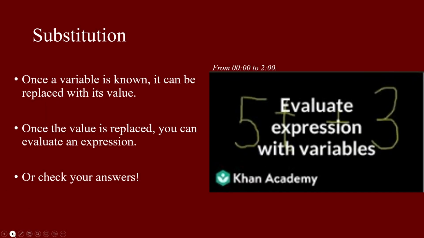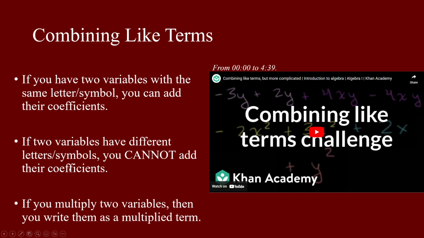So we know what substitution is. We know how it works. Now we're going to talk about combining like terms. Basically, if we don't know what a number is, but we know how many of that number we have, we can just write how many we have, as opposed to writing, I have 1 there and 2 there and 3 there. I can just say I have this many of that number.